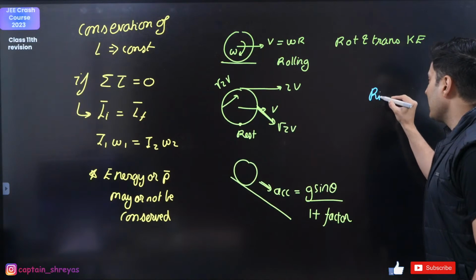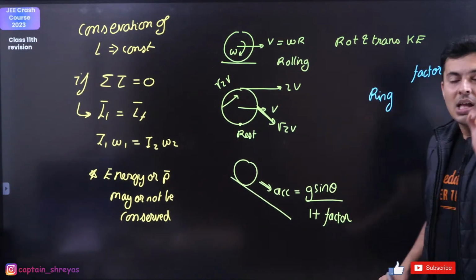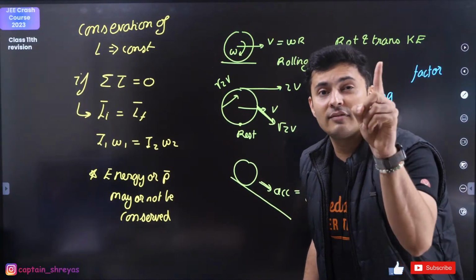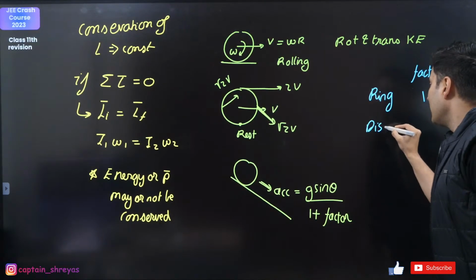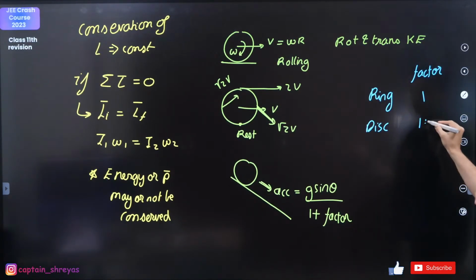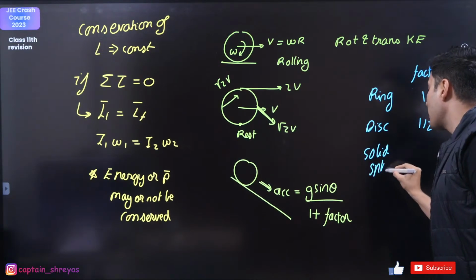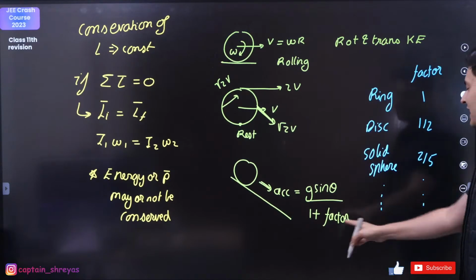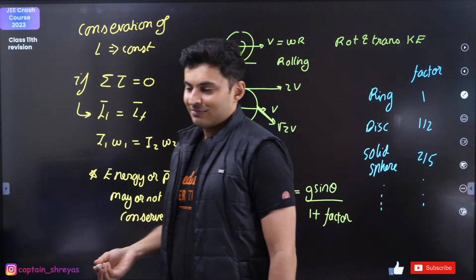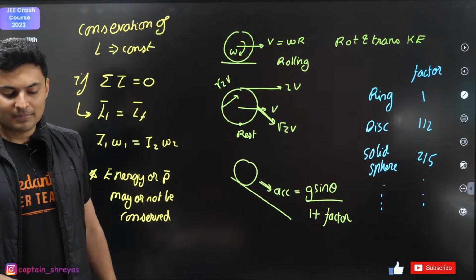For example, for ring, what is the factor of moment of inertia? It is mr square. It is 1 into mr square. So the factor is basically 1. For disk, it is half mr square. So the factor is half. For solid sphere, what is the factor? It is basically 2 by 5. So on and so forth. It becomes very easy to remember it like that. Makes sense, right? Yep. That's how it works.